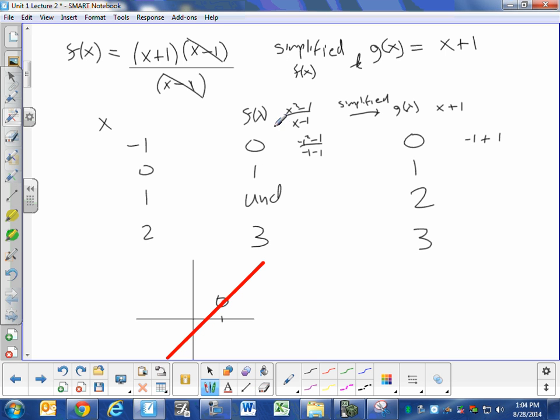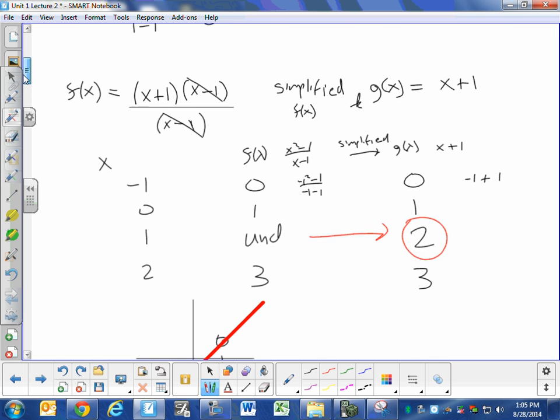So if I want to know where the location of this undefined value is, I can just look straight to g of x, and I can say, oh, it's 2. And this is how we are going to find limits without the use of our calculator.